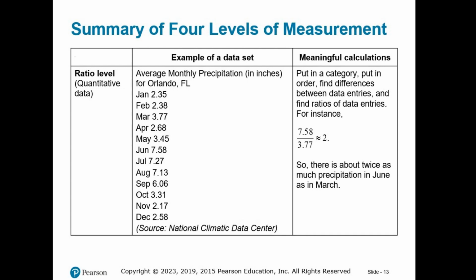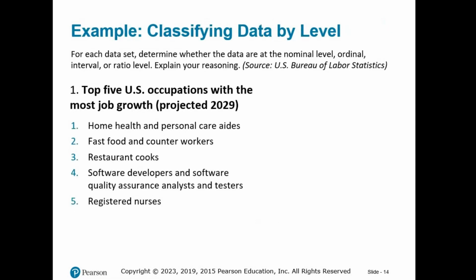But our last qualification tells us for sure. A zero entry means the absence of precipitation, so it is inherent. This data set is definitely at the ratio level of measurement. Let's try a few on your own. The first data set is the top 5 U.S. occupations with the most job growth projected for 2029, and the second is movie genres. Pause the video while you think about these first two.